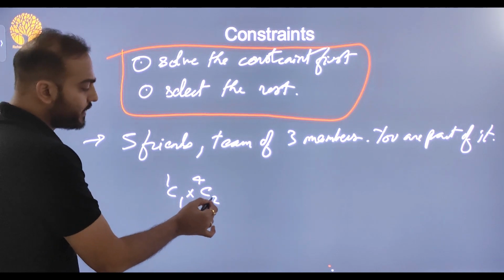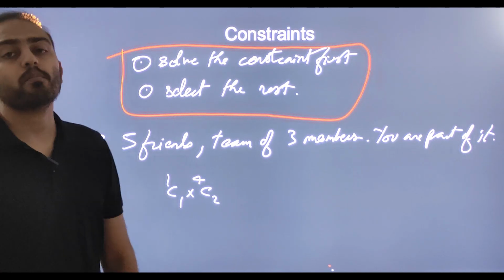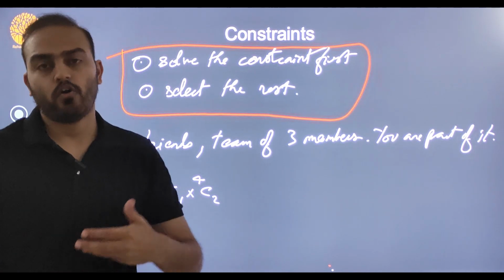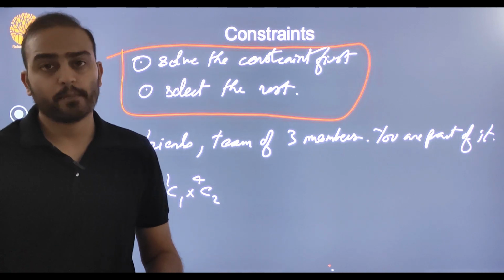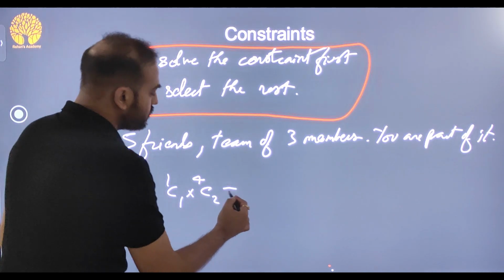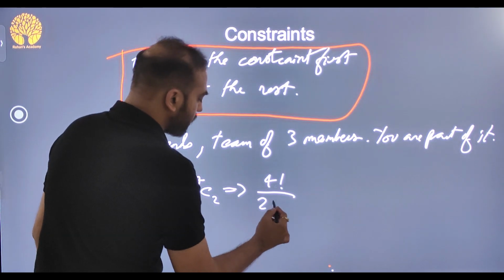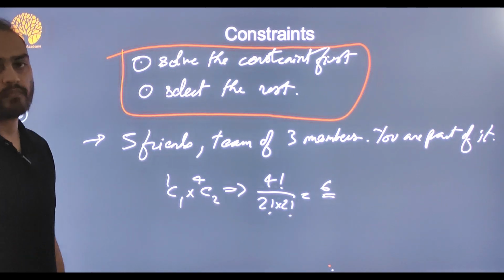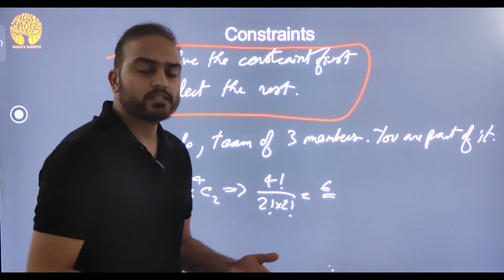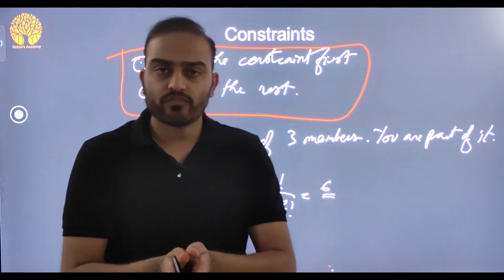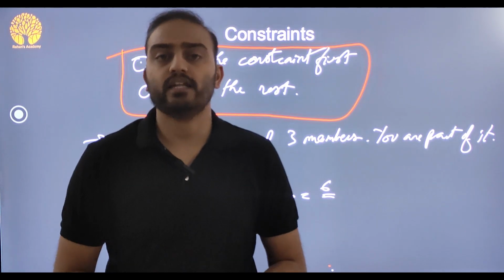So from 4 I need to select 2. Again, think about it, the order doesn't matter. If I take your name first and then mine, or mine and then yours, it's the same thing. So that is why 1C1 times 4C2. Solve that, that is 4 factorial by 2 factorial times 2 factorial, which is 6. So even if there are constraints in this, it's exactly the same as before. Solve the constraint first, then select the rest.